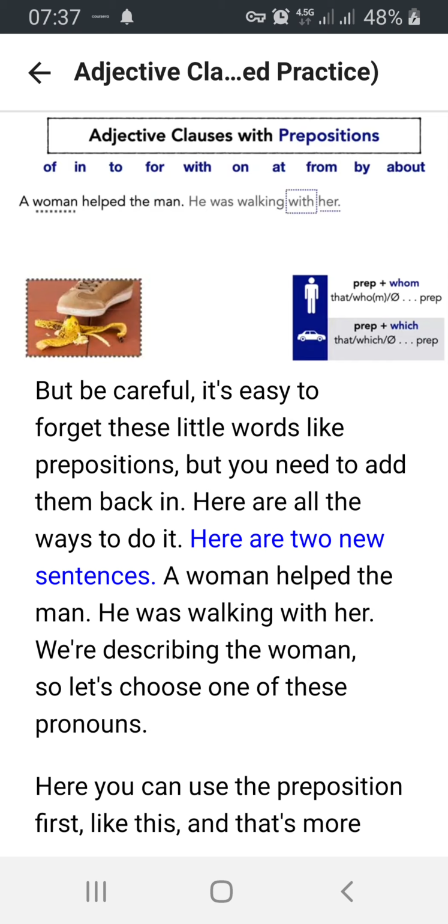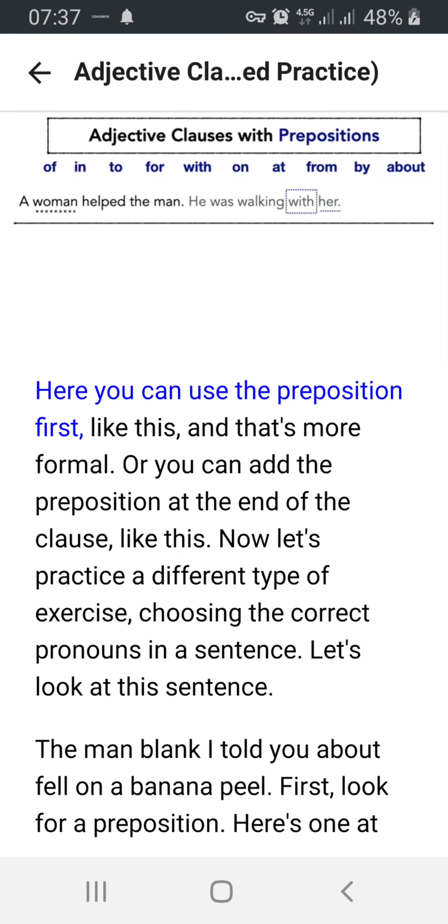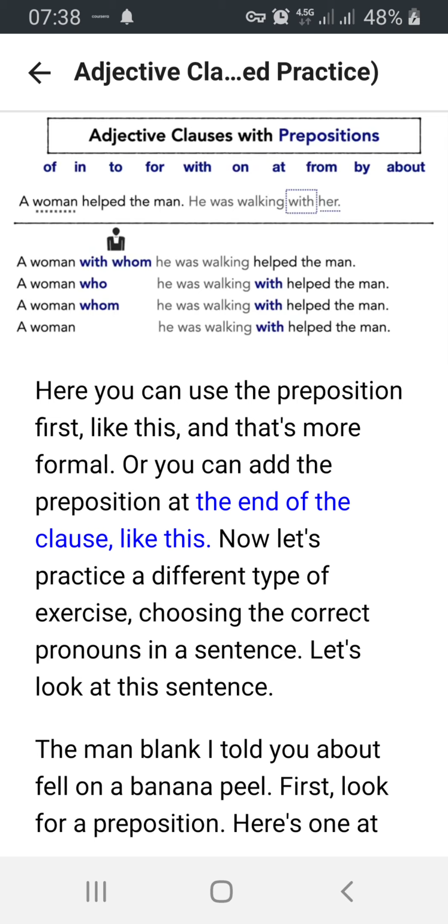Here are two new sentences. A woman helped the man. He was walking with her. We're describing the woman, so let's choose one of these pronouns. Here you can use the preposition first, like this, and that's more formal, or you can add the preposition at the end of the clause, like this.